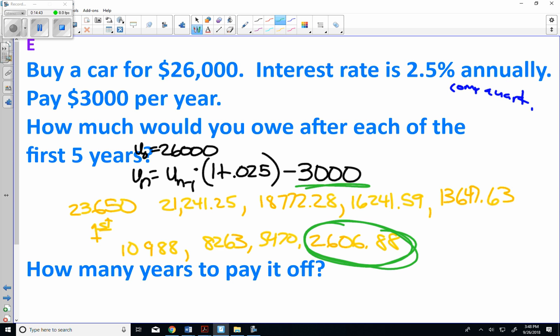So, how many times did we have to pay $3,000? Well, we paid $3,000 here: 1, 2, 3, 4, 5, 6, 7, 8, 9 times we paid $3,000, and then we still have $2,606.88 left to pay. So how many years to pay this off? It is going to take us 10 years to pay it off.